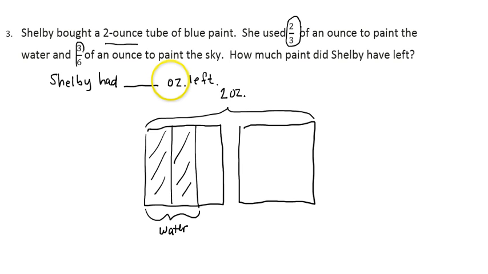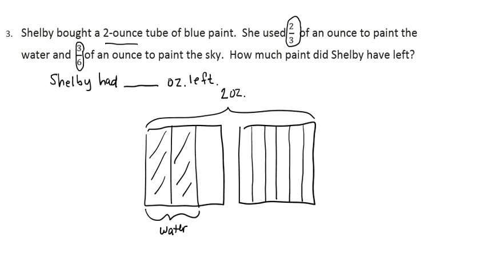Now she used 3/6 of an ounce to paint the sky. I'm going to show that on the next model. And this one I'm going to divide into 6. And she used 3/6 to paint the sky. Now we have 2 sections that show what she has left. But if you notice, this section is 1/3, while this section is 3/6.